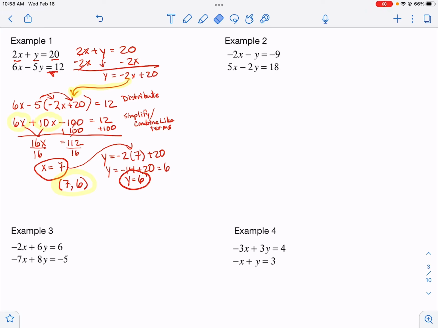Hi, Mrs. Spencer here. I am talking about Chapter 5, Lesson 3, Substitution, and looking at doing Example 2 and Example 4, and going to save Example 3 for in class. So Example 2, I'm looking at these two equations, and neither one of them are super easy, but I think I'm going to use the first equation to solve for y.